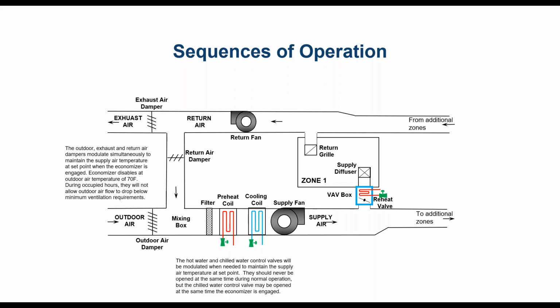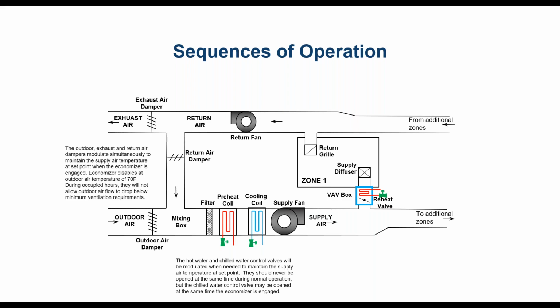Okay, let's talk about the preheat coil and cooling coil. The hot water and chilled water control valves will be modulated when needed to maintain the supply air temperature at set point. They should never be opened at the same time during normal operation, but the chilled water control valve may be opened at the same time the economizer is engaged. I kind of just talked about that. There might be instances when we're bringing in 100% outdoor air and also running the cooling coil. Now, if the heating coil control valve is ever opened, that means it's pretty cold outside, and our outdoor air damper has already gone to minimum position.